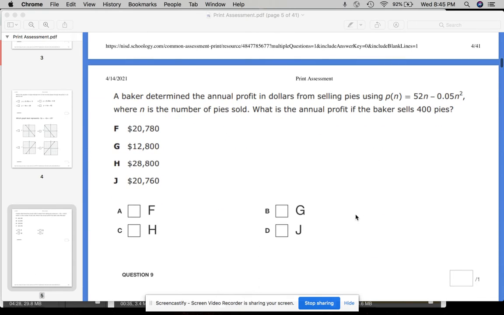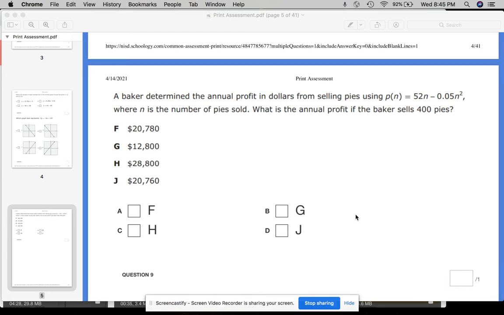Question 8. A baker determined the annual profit in dollars from selling pies using P of n equals 52n minus 0.5n squared, where n is the number of pies sold. What is the annual profit if the baker sells 400 pies?